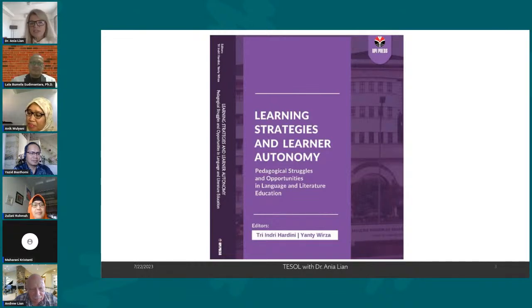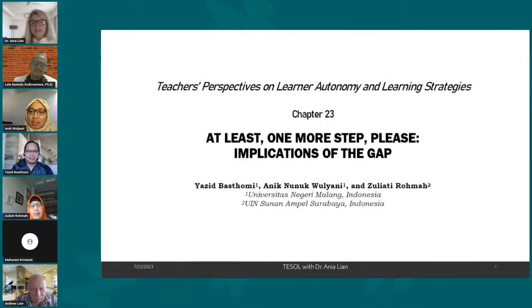So I just posted here the picture of it, and I can't read, I'm too old. Anyway, you can see who edited this, and you can come back to this particular page. So the title of the chapter that our colleagues have edited is in here: Teachers' Perspectives on Learner Autonomy and Learning Strategies. I feel it wasn't teachers, it was lecturers or mentors, wouldn't they? Anyway, so at least one more step, please, implications of the gap.